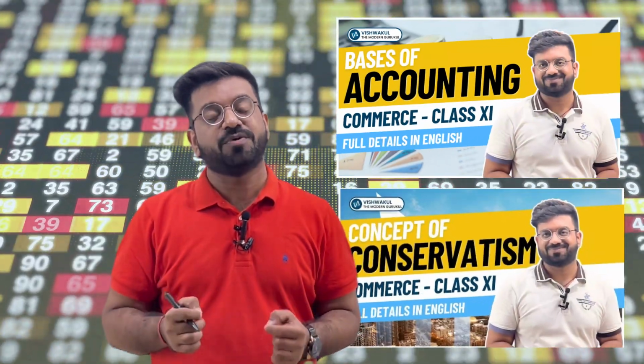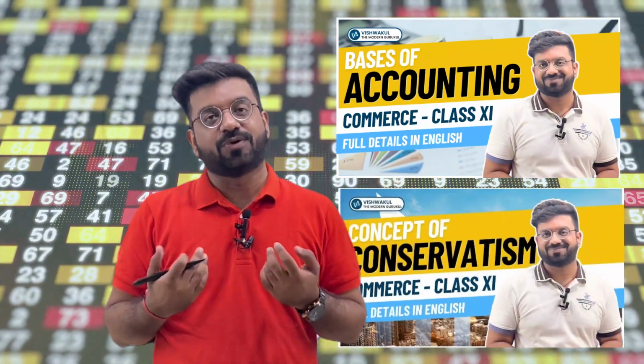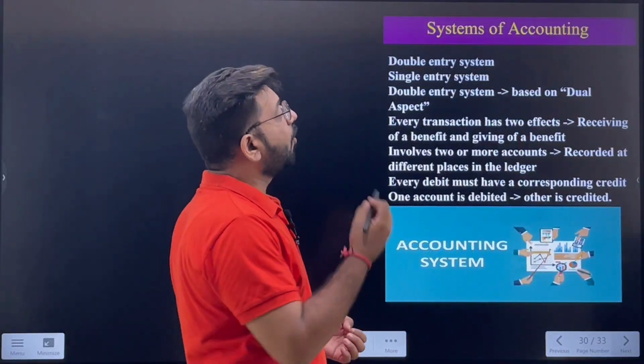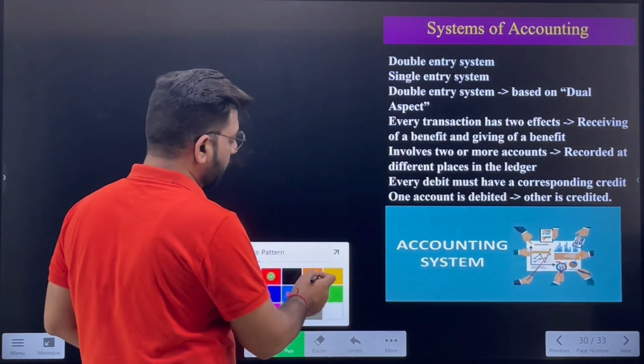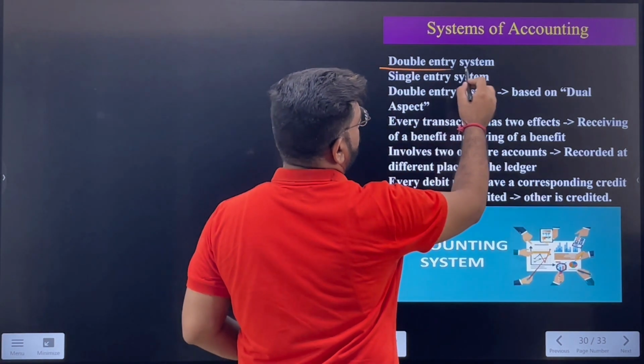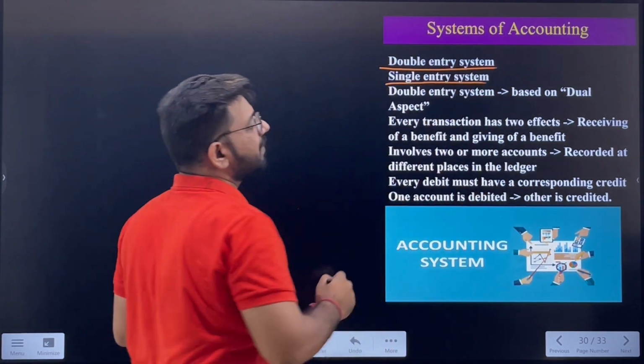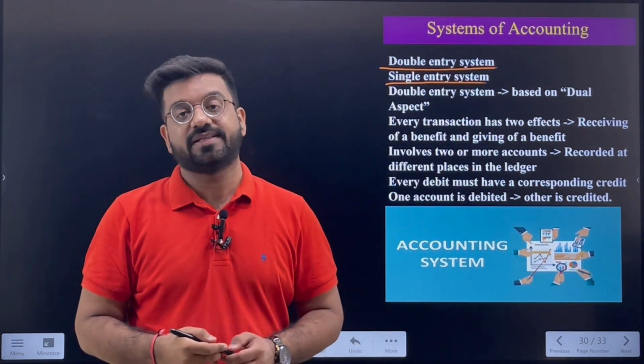Hello students, I hope that the concepts we have studied previously are all very clear to you. Now, in today's class, we will be studying the system of accounting. What is the meaning of system of accounting? There are two systems of accounting. One is the double entry system and the other one is the single entry system.